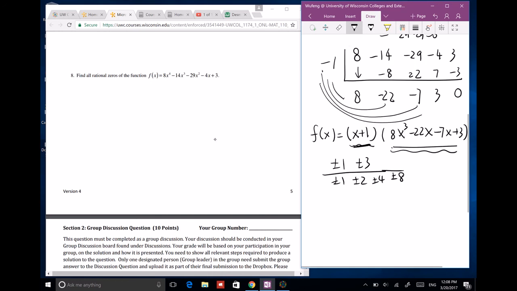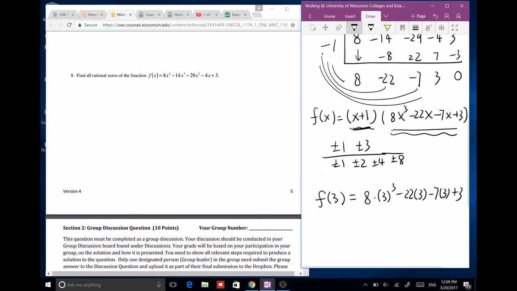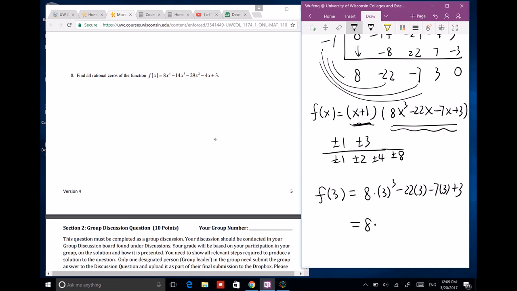I would not try to use the fractions yet. I would try 1, doesn't work, -1 doesn't work. So now how about 3? So I want to check if 3 works or not. So f(3) equals 8 times 3 cubed minus 22 times 3 squared minus 7 times 3 plus 3. So if it works, 8 times 27 minus 66 minus 21. I don't think it works. It seems like f(-3) doesn't work either.